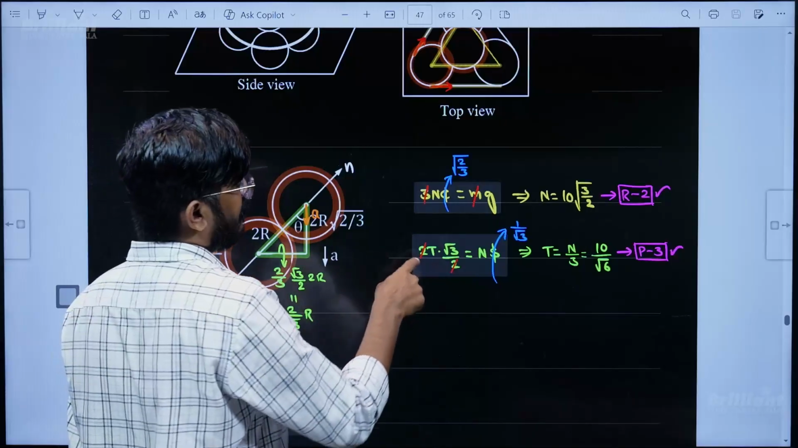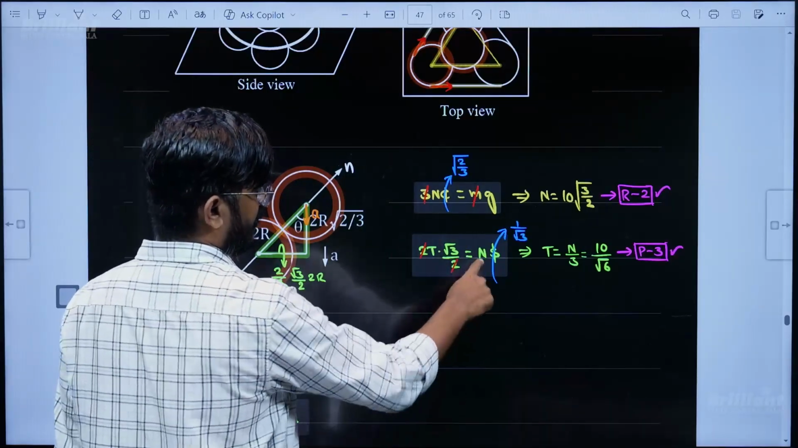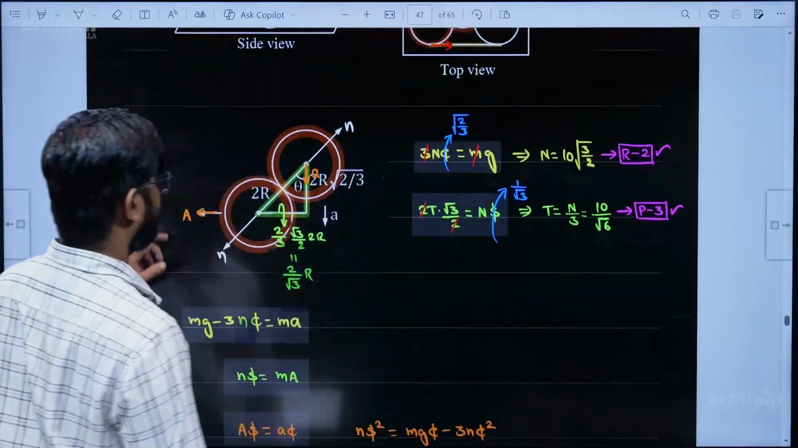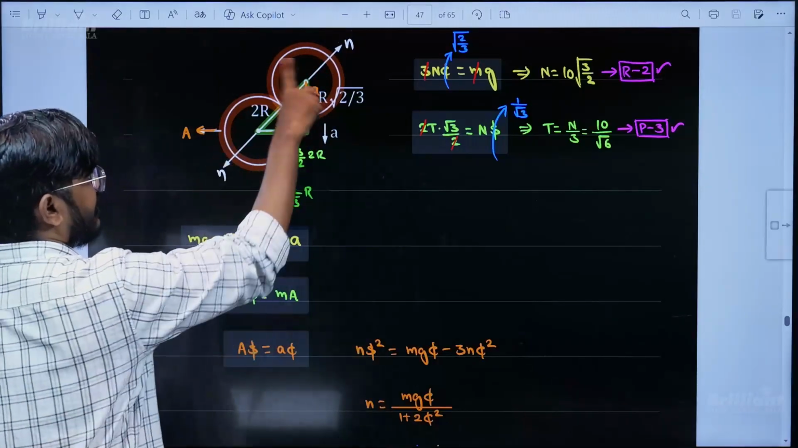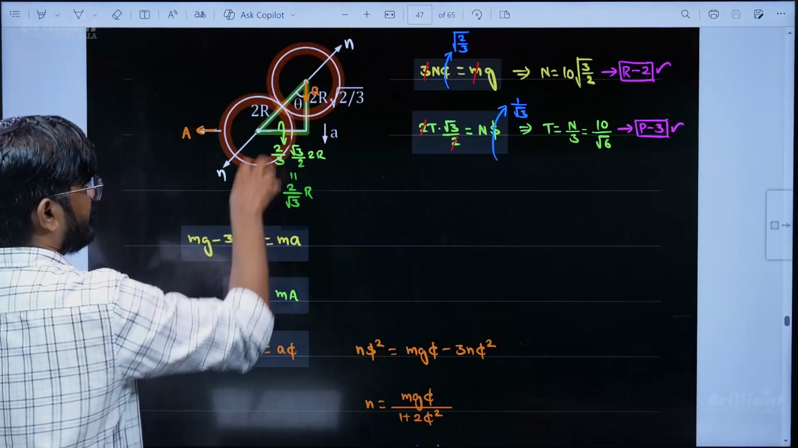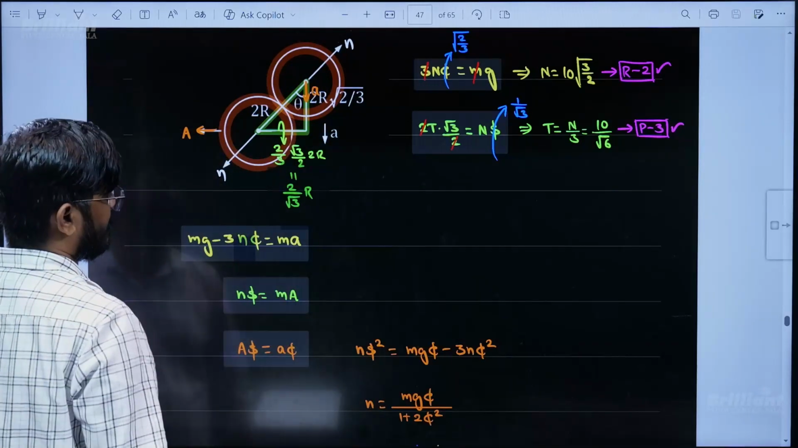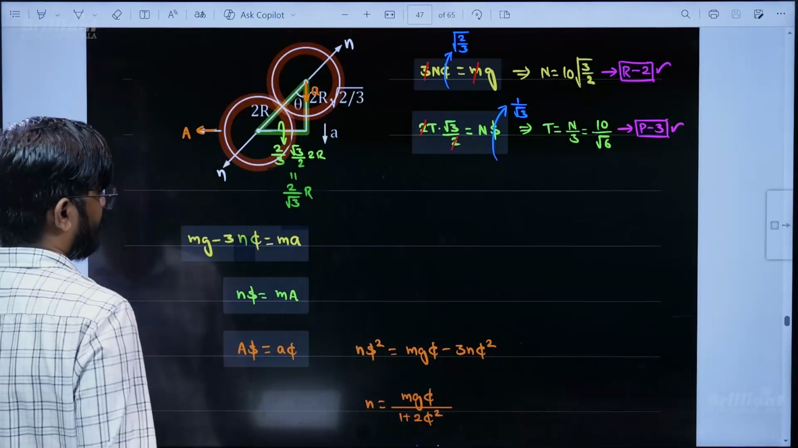So that is going to be T cos 30, the normal sin theta component. Now that is in equilibrium. Then when they were accelerating, similarly you will write the net force in this direction: mg minus 3 times the normal's component equals mass times acceleration. Normal sin theta component equals mass times acceleration. This normal won't be the same as the previous normal, so I have taken another notation.